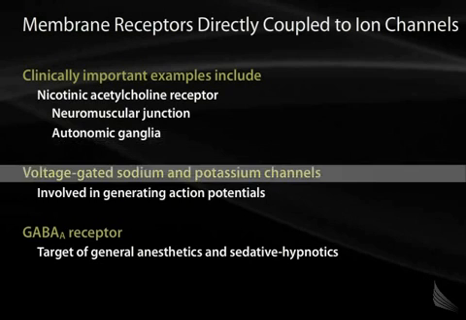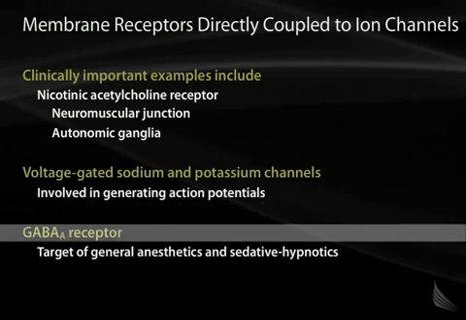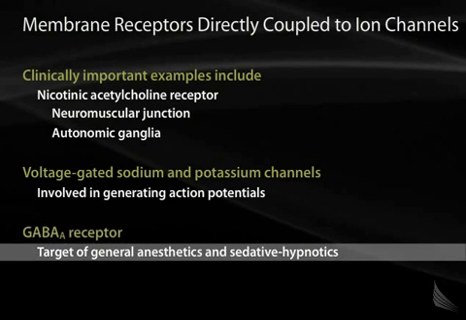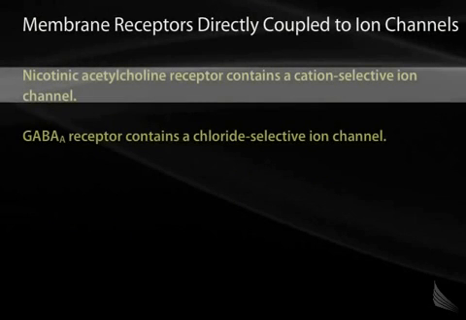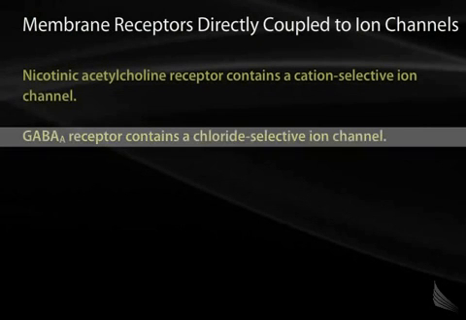Other examples would be voltage-gated sodium and potassium channels, which are very important in neurons and muscle cells for generating action potentials. Another example, which we already talked about, is the GABA-A receptor, which is actually a chloride channel, which is a target of sedative hypnotic drugs such as benzodiazepines and general anesthetics. The nicotinic acetylcholine receptor, which we briefly talked about, is a cation selective ion channel, whereas the GABA-A receptor is a chloride selective ion channel.